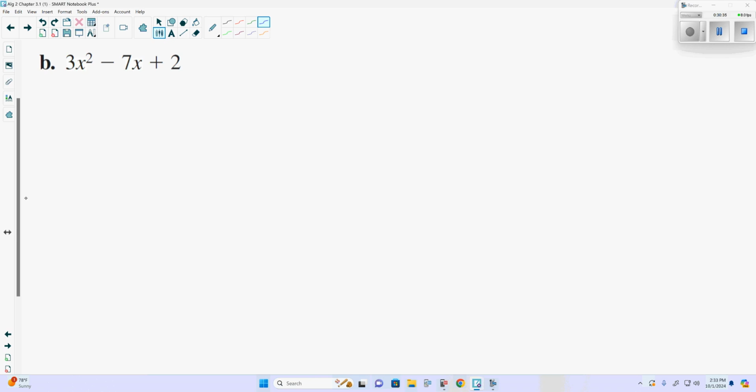Let's look at this one here. 3x squared minus 7x plus 2. Is there a greatest common factor? No. So we'll move on to step number 2. 2 sets of parentheses with 3 spaces.